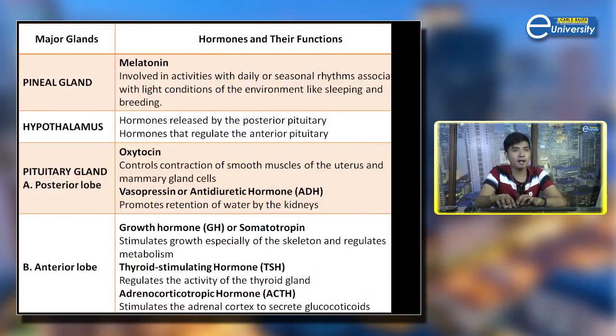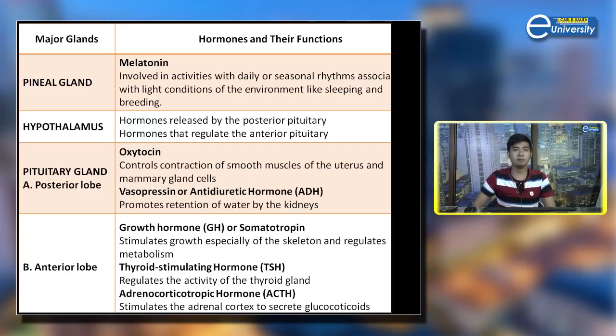So I have here a chart of the major glands and their secreted hormones as well as their functions. Number one is the pineal gland. The pineal gland secretes what we call the hormone melatonin. It is involved in activities such as the seasonal rhythm or the circadian rhythm.